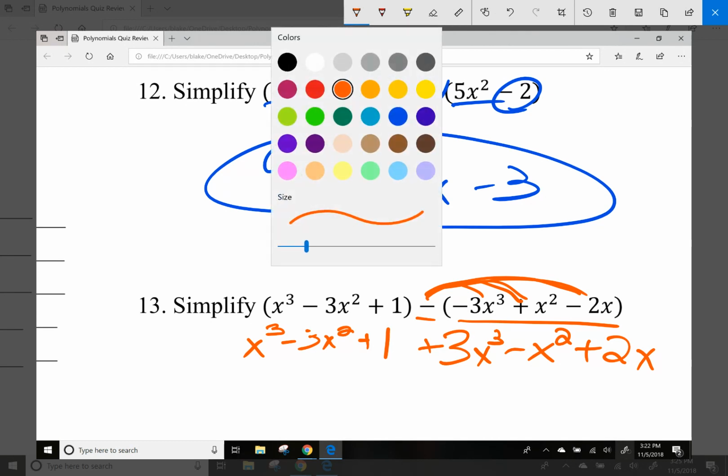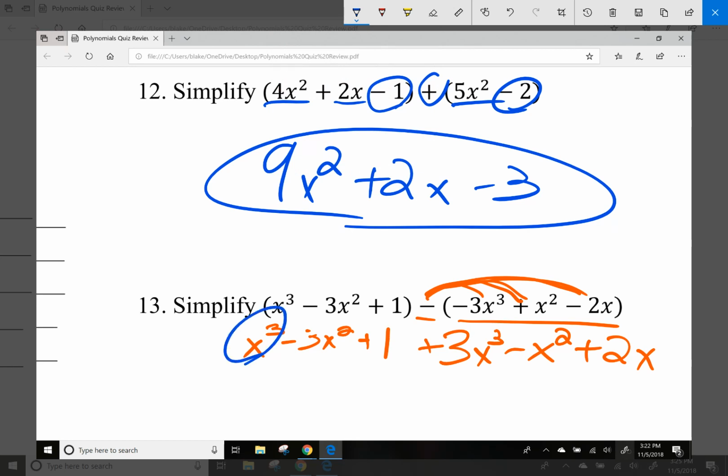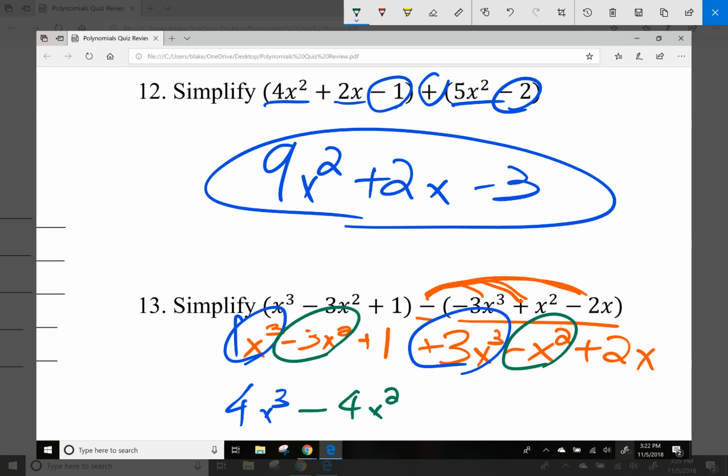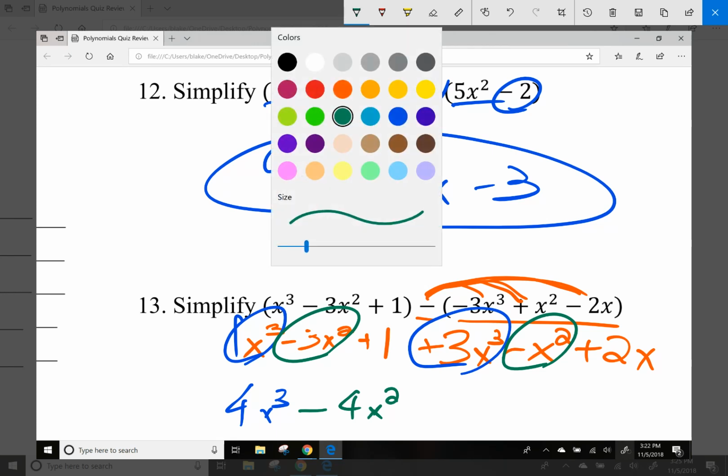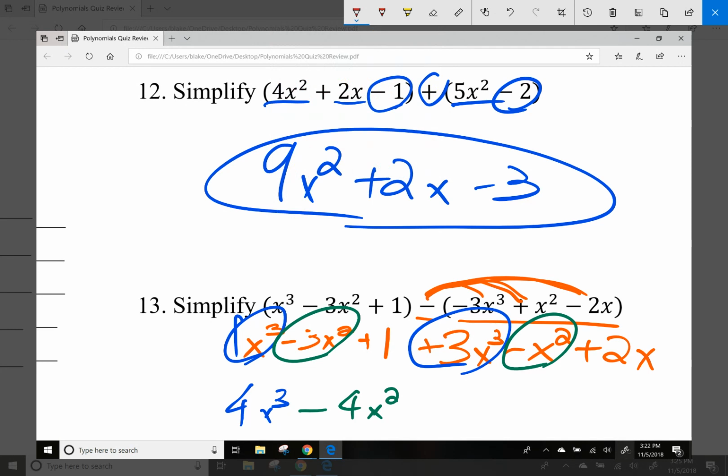Just find your like terms and put them together. So notice we've got an x to the third plus 3x to the third. Those are both x to the thirds, and 1x to the third plus 3x to the third makes 4x to the third. There's also some x squared. So I have a -3x squared and a -1x squared, and -3 minus 1 makes -4x squared. I also have, well, I don't have any other like terms, but I have my 2x. It doesn't combine with anything, so I'll bring it down. Again, I'm bringing down a plus 2x.